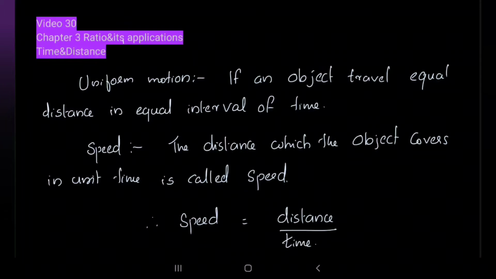So we can discuss time and distance. What is time and distance? First we have to consider uniform motion. What is uniform motion? If an object travels or moves equal distance in equal intervals of time, it is called uniform motion.